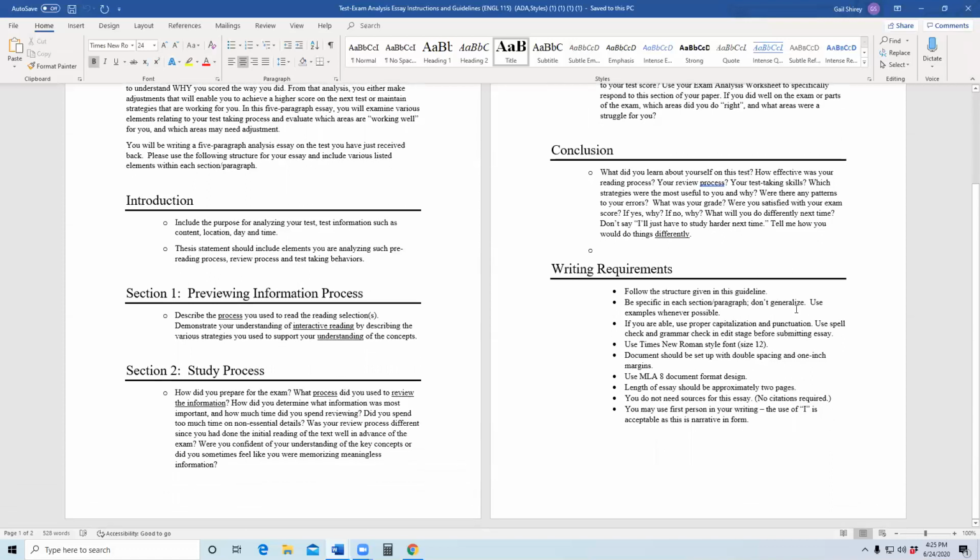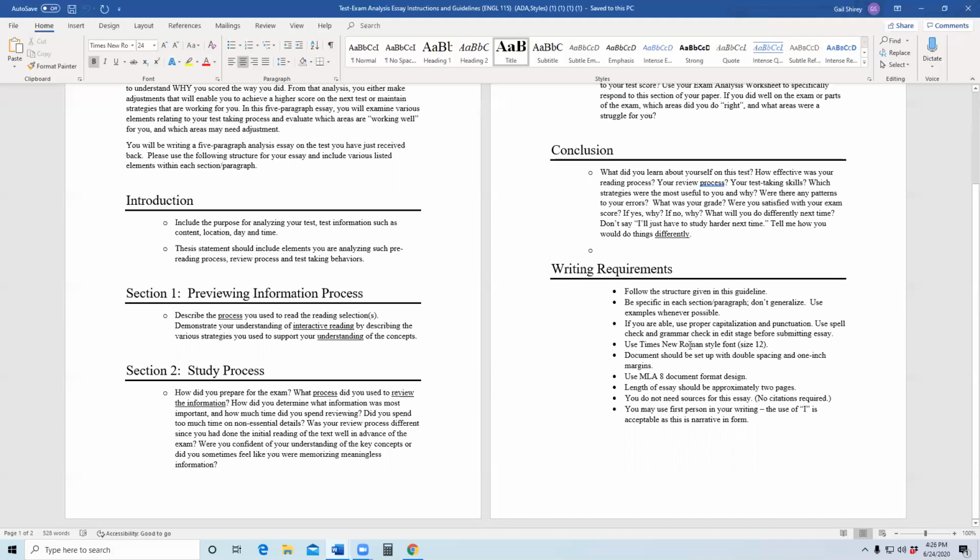The writing requirements are here, and you must structure your essay according to the guidelines here. All that means is I do want a heading, introduction, and then you write a paragraph. Another heading, previewing information process, and you write your paragraph. Be specific in each section. Make sure you limit it to what I'm talking about in each one. And of course, if you're able to use proper capitalization, punctuation, make sure you do that.